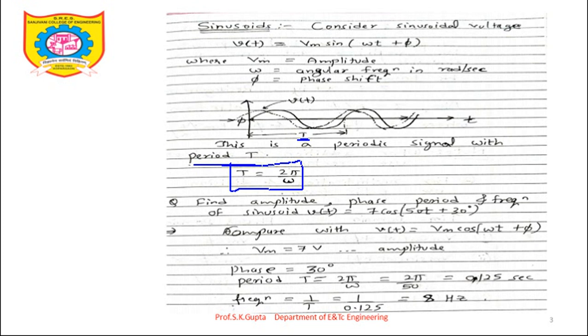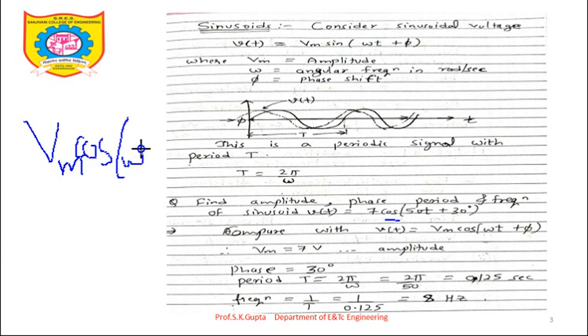Now let's see one simple example. Find the amplitude, phase, period and frequency of the sinusoid V of t equal to 7 cos of 50t plus 30 degrees. So we have to compare with the standard signal. Instead of sine, we have cos in the question, so we will compare with Vm cos of omega t plus phi. So what is the value of Vm, the amplitude? Amplitude is 7.